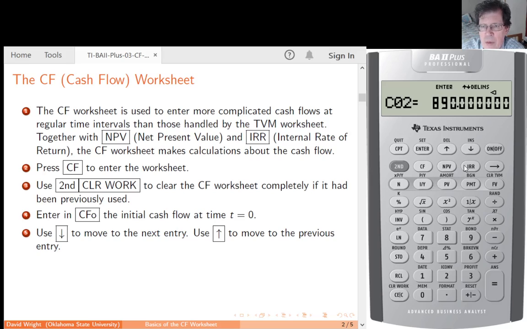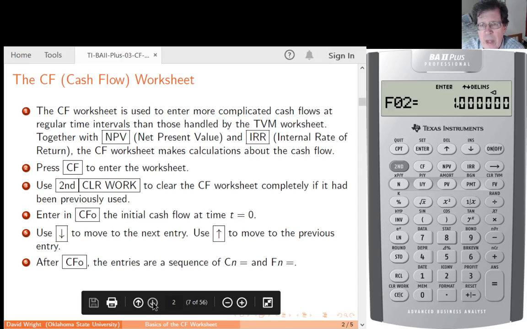And if I want to go back through what I've entered, I can use the up arrow up here. That gets back to F1, C1, CFO. And if I go down arrow, I go through them again. And if I'm done, I can stop at this point.